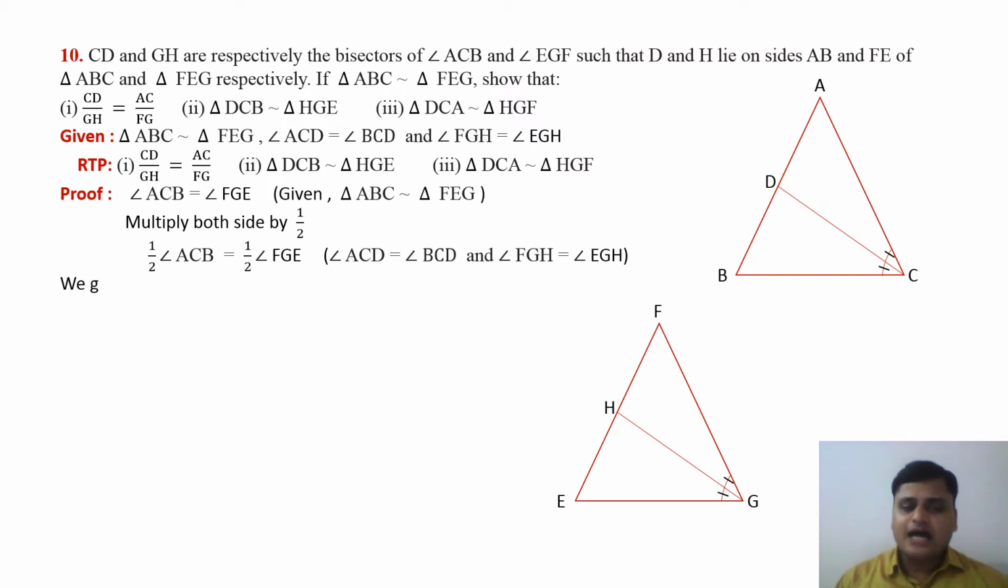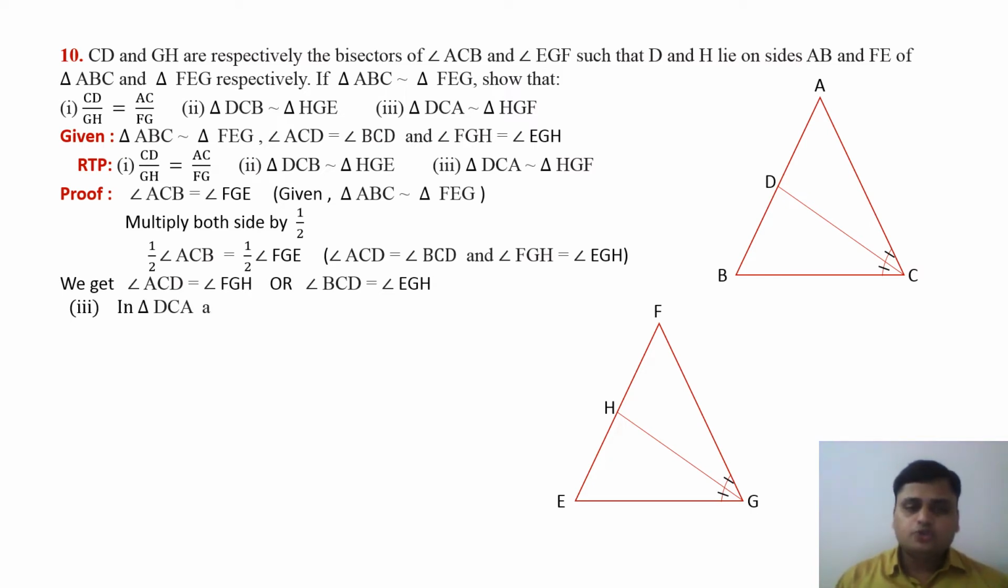And when it is half, we can write angle ACD is equal to angle BCD, or we can write angle FGH is equal to angle EGH. So I have written angle ACD is equal to angle FGH, and angle BCD is equal to angle EGH. Okay, now we will prove the third part.